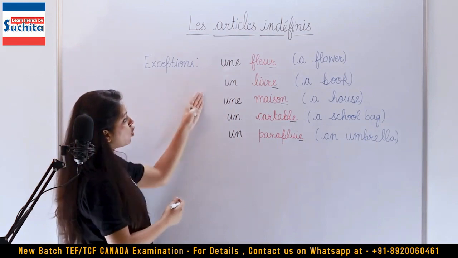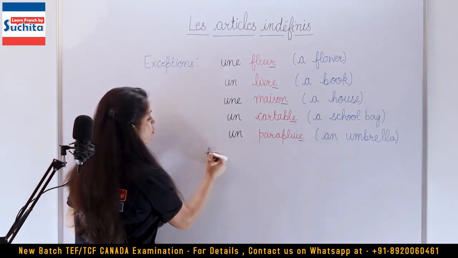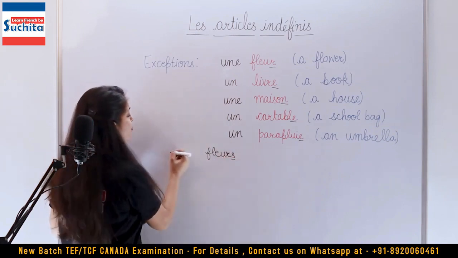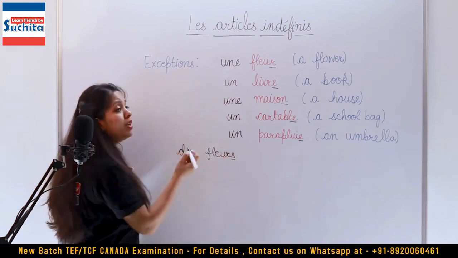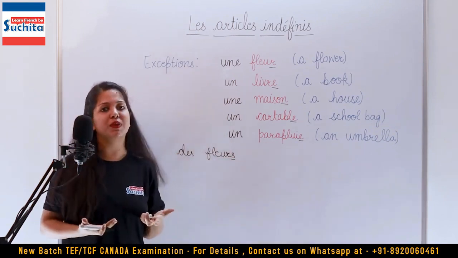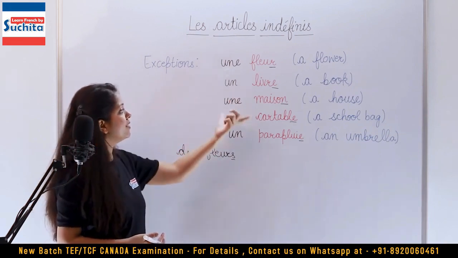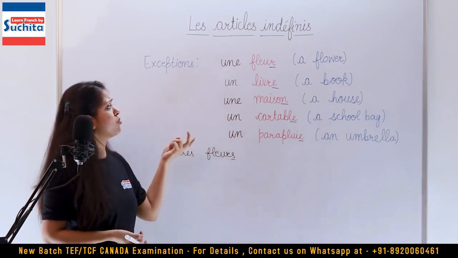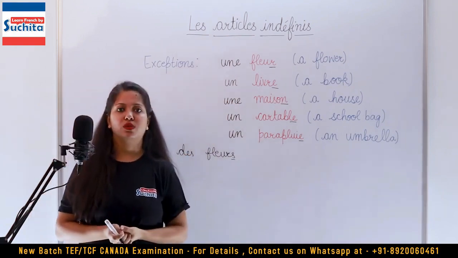Okay. Now if I make all of them plural, let's say I write fleur with an S to make it plural. So in plural, it doesn't matter. In plural, as I told you, it will always be des. Des fleurs, des livres, des maisons, des cartables, des parapluies. So in plural, it really doesn't matter.